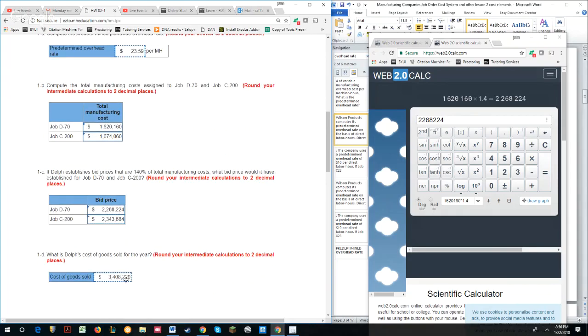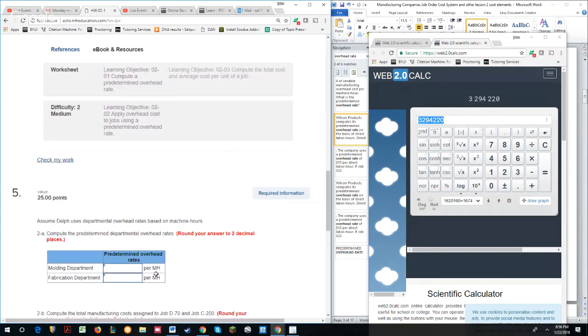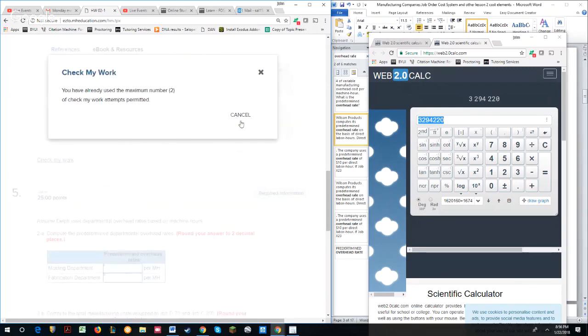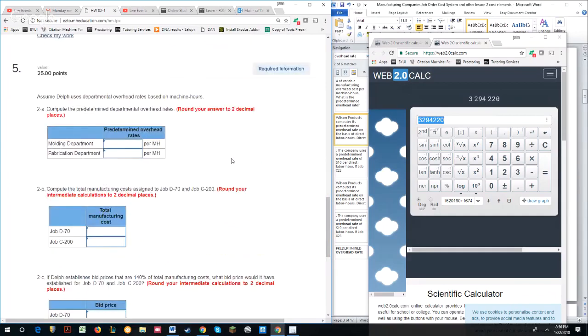And then for the total cost of goods, you just added those two, right? Yep. Cool. Okay. Number 5. Departmental overhead rates based on machine hours. Compute the predetermined departmental overhead rates. Okay, so then we have to divide each one between molding and fabrication, right?